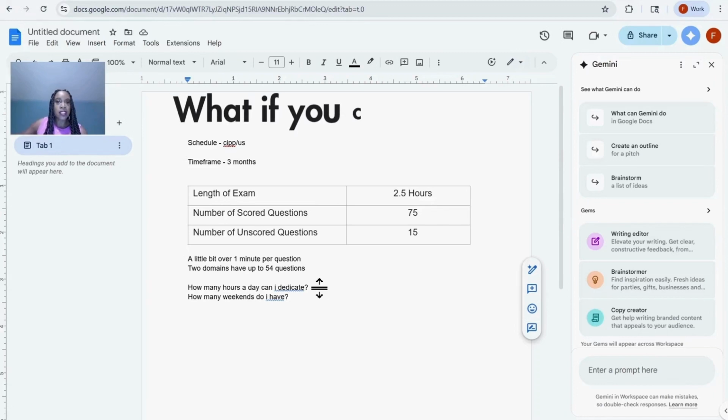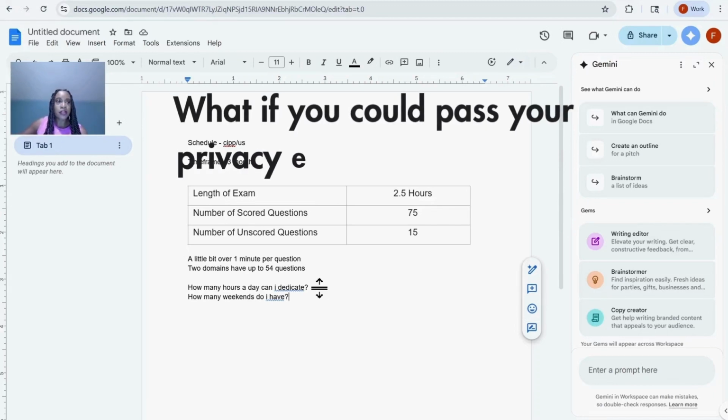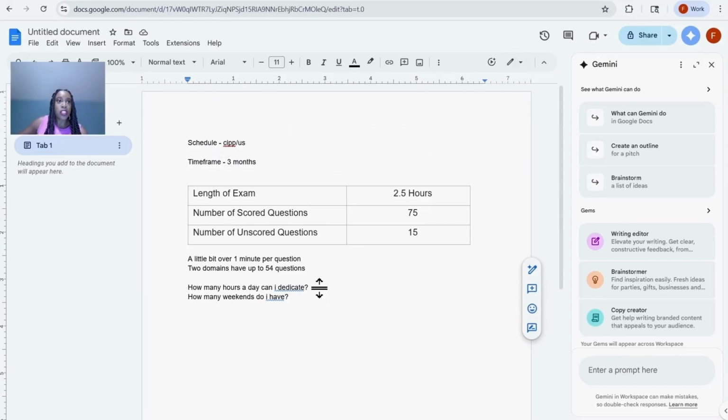Now, again, everybody studies very differently, but at Privacy Professional Training, we want everybody to be able to pass their exams, and we only want you guys to have to take it one time.